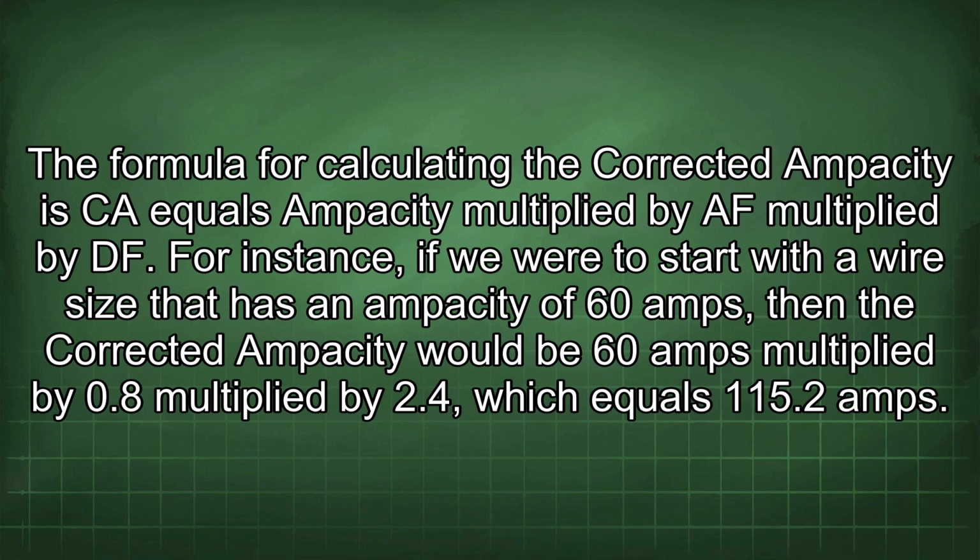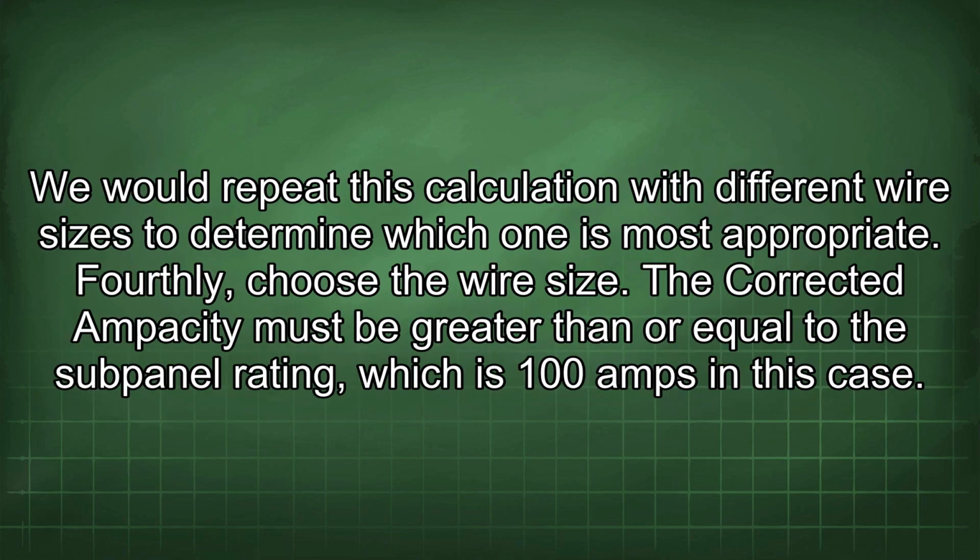For instance, if we were to start with a wire size that has an ampacity of 60 amps, then the corrected ampacity would be 60 amps multiplied by 0.8 multiplied by 2.4, which equals 115.2 amps. We would repeat this calculation with different wire sizes to determine which one is most appropriate.